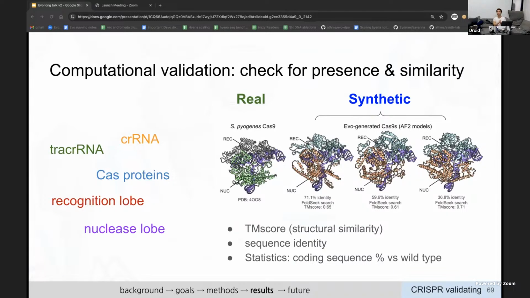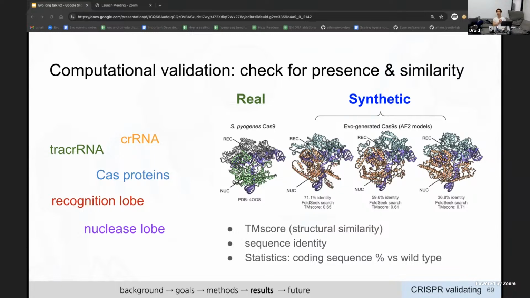So part of the steps to see if you can design, right, you need to validate these valid CRISPR sequences. And so we'll have a pipeline where we first check computationally, and then we're in the process of validating in the wet lab as well for actual fitness or function. So computationally, we can describe here in more detail.